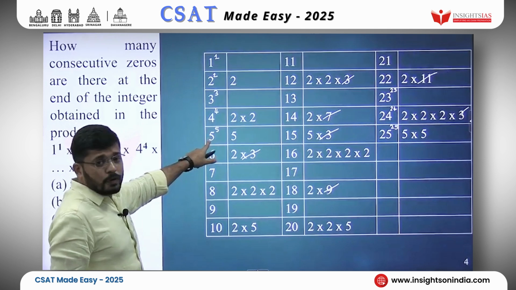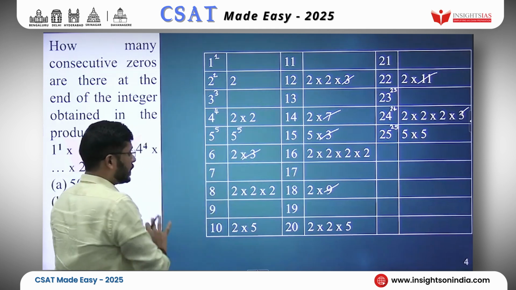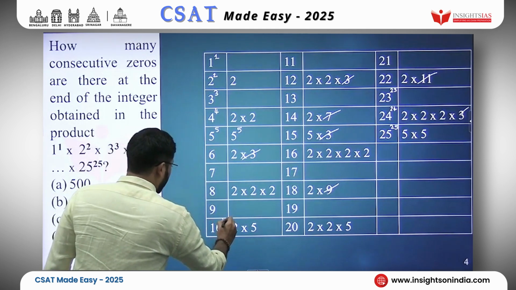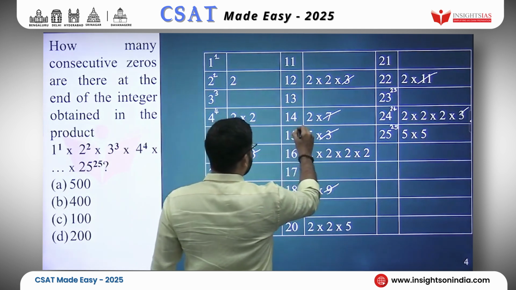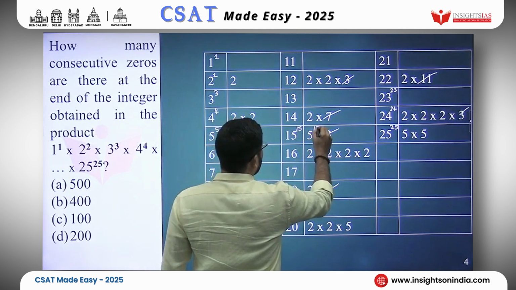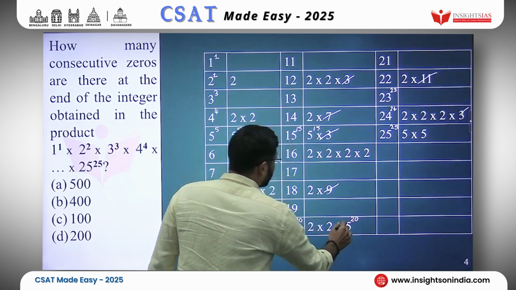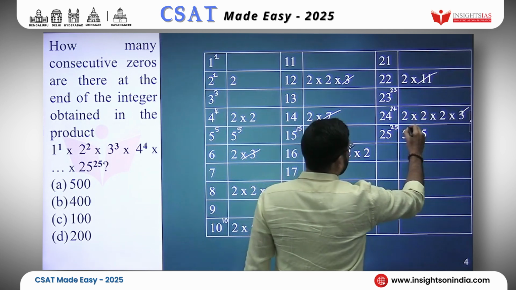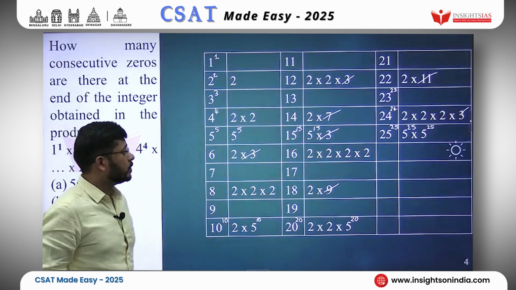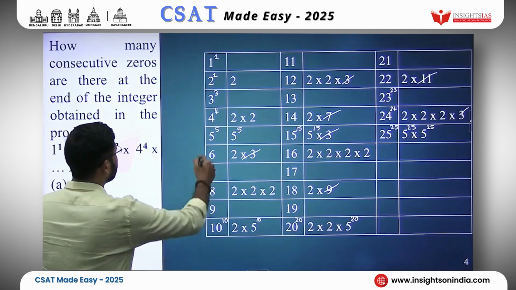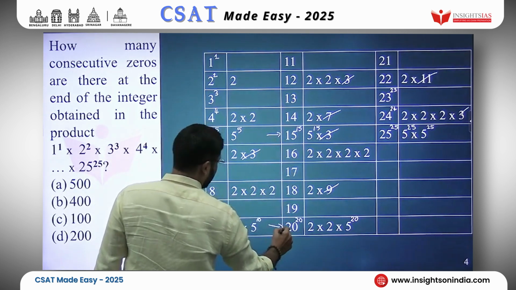Okay, here 5 is raised to 5, so we will get 5 5s here, and 10 is raised to 10, so we will get 10 5s here. Here 15 is raised to 15, so we will get 15 5s here, and here 20 is raised to 20, so we will get 20 5s here, and here 25 is raised to 25, so we will get 25 and 25, 50 5s there. So how many 5s do we get in total? Here, here, here, here and here.